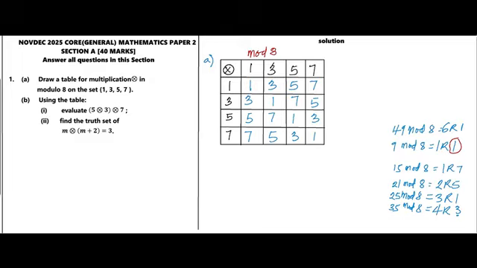Now the B part of the question. Let me get a space here. For B(i), we have to evaluate 5 multiplied by 3, and the whole of this multiplied by 7. We are even asked to use the table. From the table, what is 5 times 3 in mod 8? We had 7. So the whole of this from the table is 7.